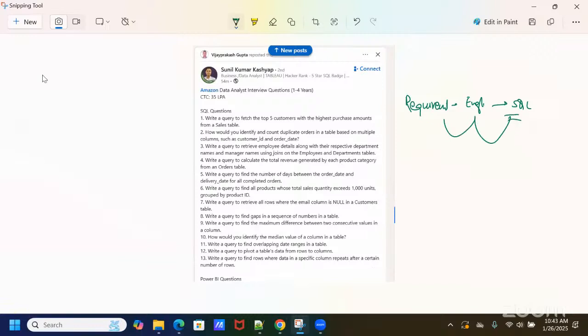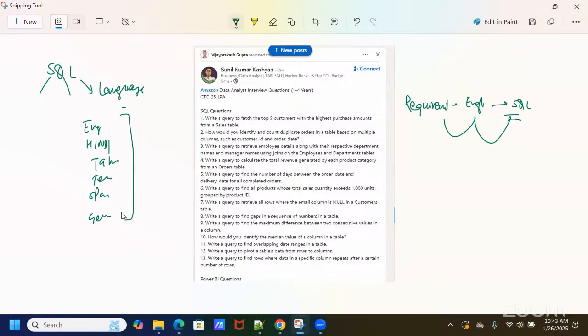What is SQL? SQL, structured query language. A language is the same as any language, just like we are talking in English, Hindi, Tamil, Telugu, Spanish, German. Whatever language you are talking, the same way we have a language that's called SQL. SQL is a language by which we are interacting with the database.